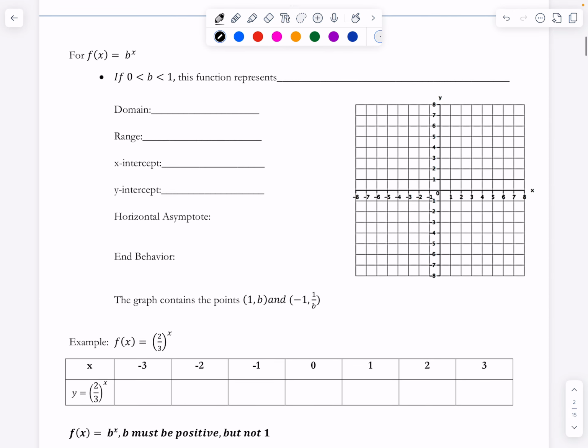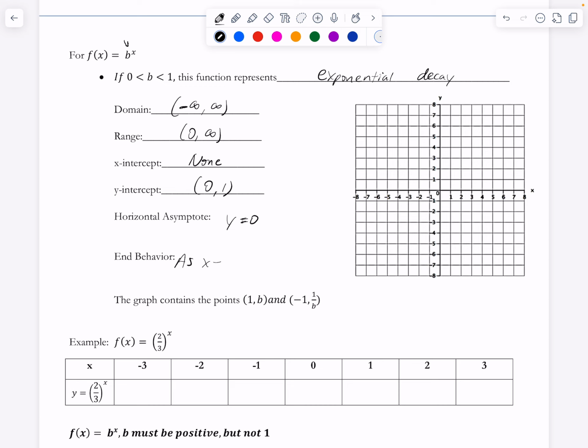If your b base is between 0 and 1, this represents exponential decay, where the values are going to get smaller and smaller as you move to the right. For this one, the domain is the same, negative infinity to infinity. The range is also the same, 0 to infinity. We still do not have any x-intercepts. Our y-intercept is also (0, 1). We have that horizontal asymptote at y = 0.